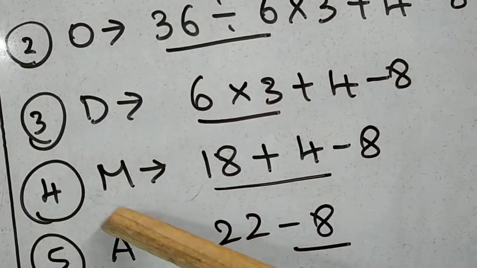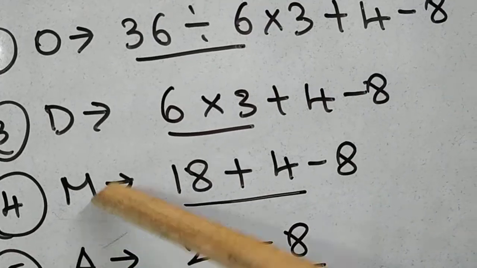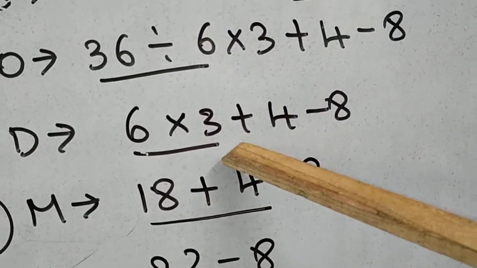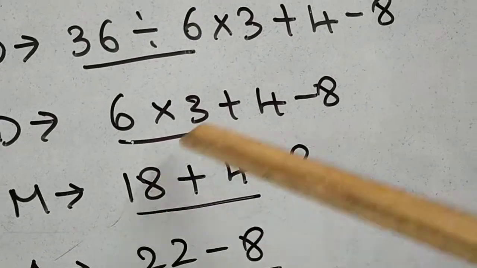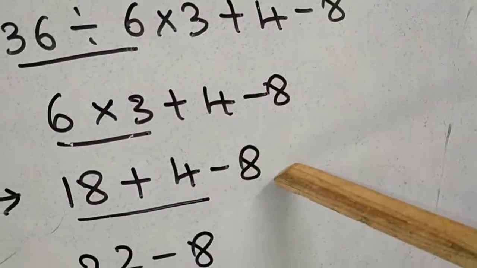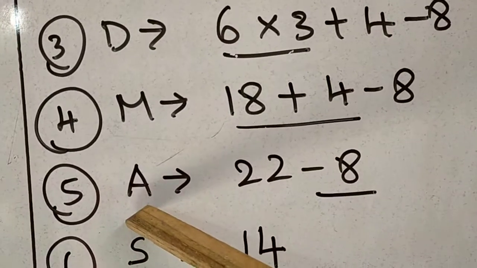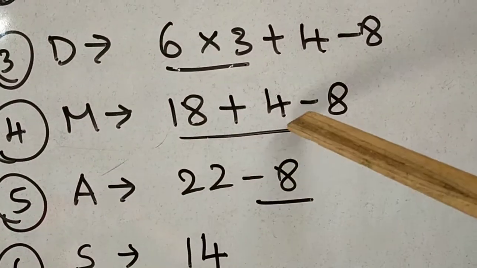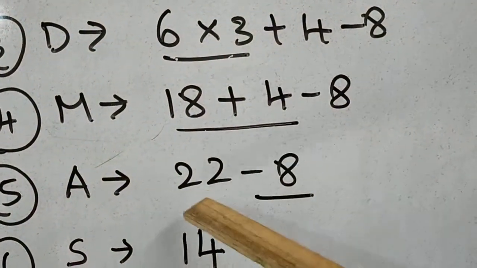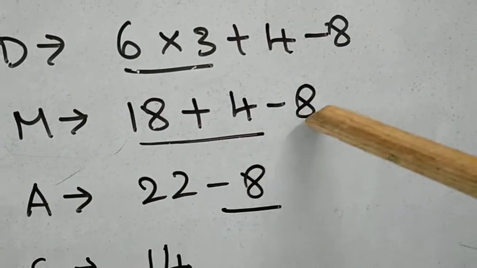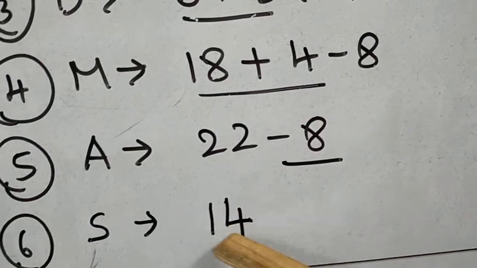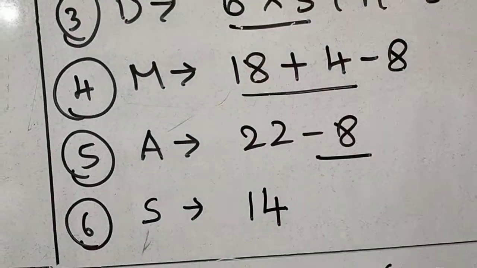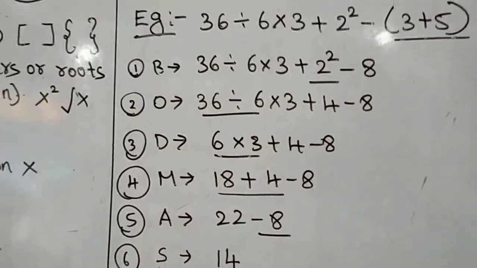Now fourth step is multiplication. 6 into 3, how much? 18. You solve this. Then 4 as it is, 8 as it is. Next, fifth step, addition. 18 plus 4, how much? 22. Then 8 as it is. Then the last one, subtraction. 22 minus 8 is how much? 14. So what is your answer? 14. You got how it is now?